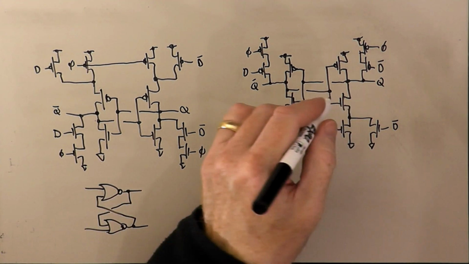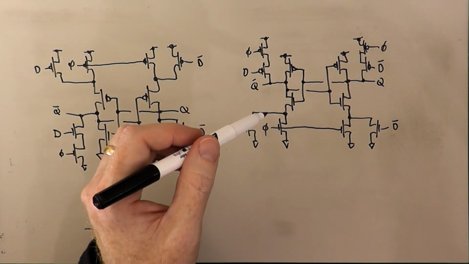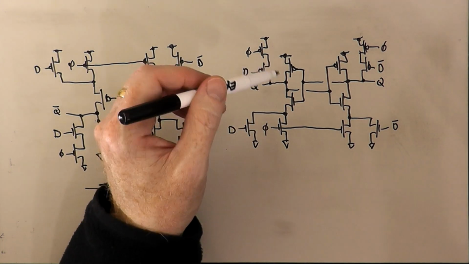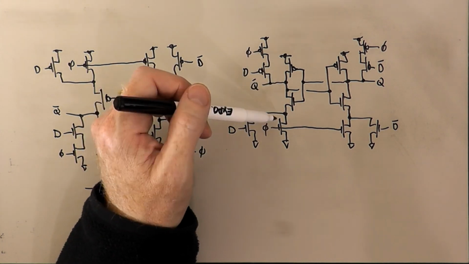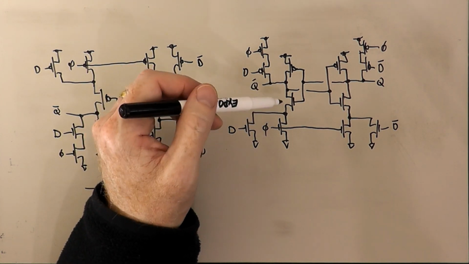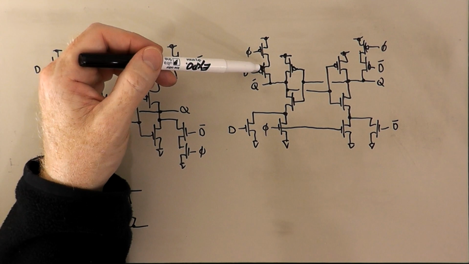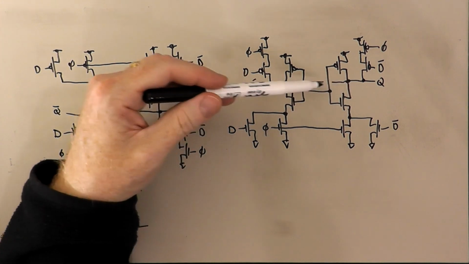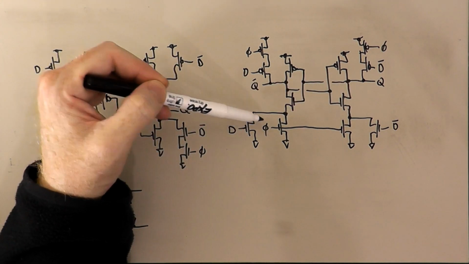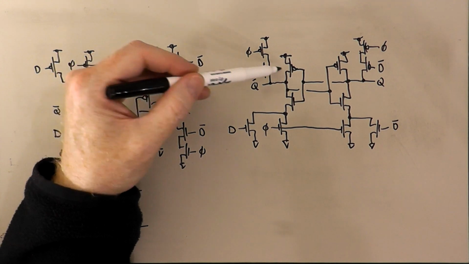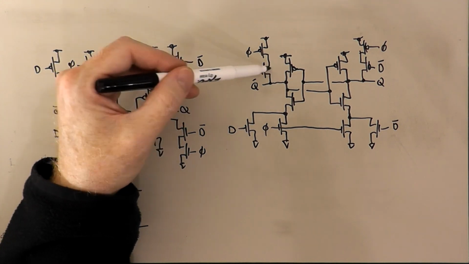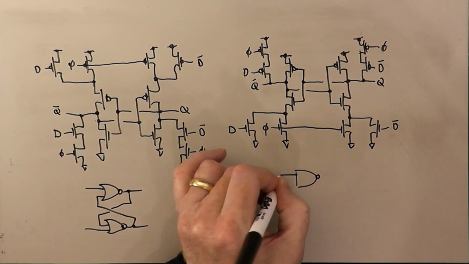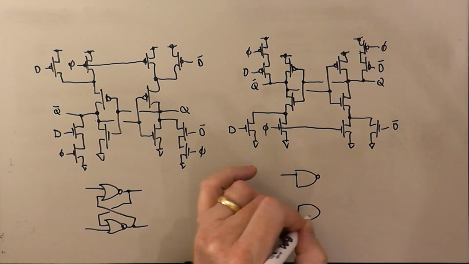Well, this one is based on cross-coupled NAND gates. If you ignore the clock transistors, let's suppose the clock is high, you basically have here the Q from the other side being NANDed with D, and the pull-up here would be the parallel combination of these two PMOS transistors. And so this would be a structure based on a pair of cross-coupled NAND gates.